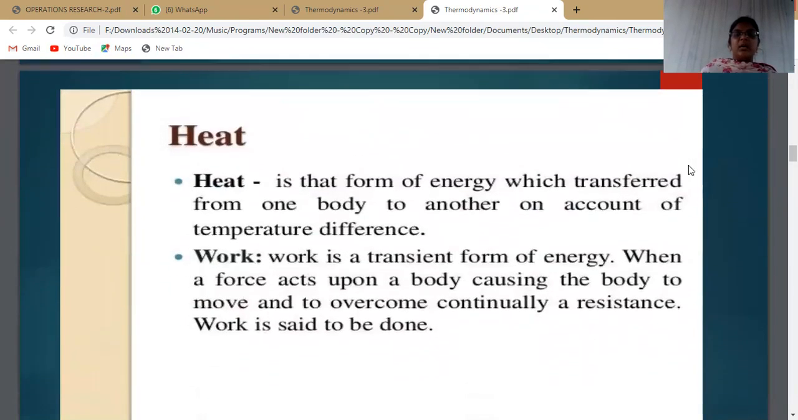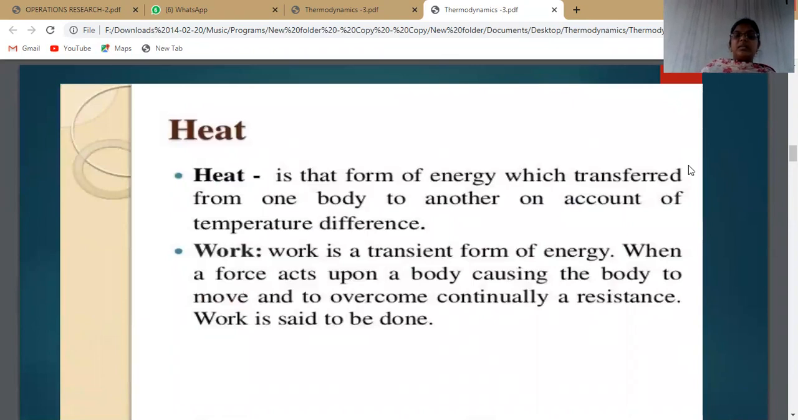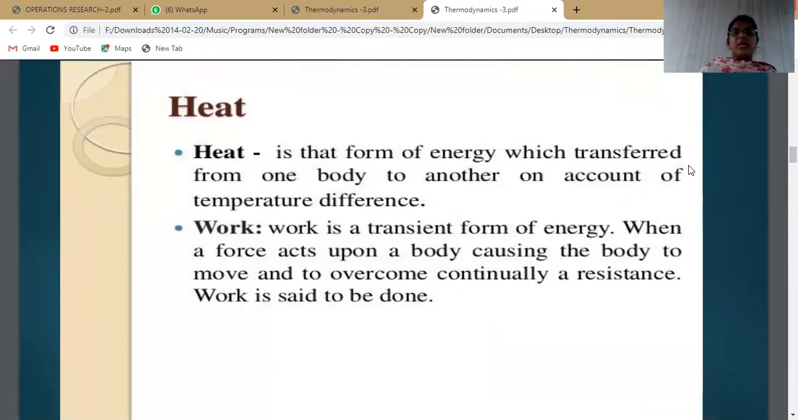And next, heat. What is heat? Heat is that form of energy which is transferred from one body to another on account of temperature difference. For example, we take one iron rod and heat it on one side. The temperature is initially 300 degrees centigrade.